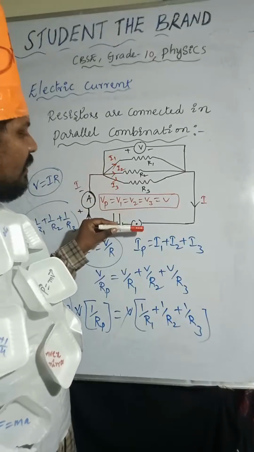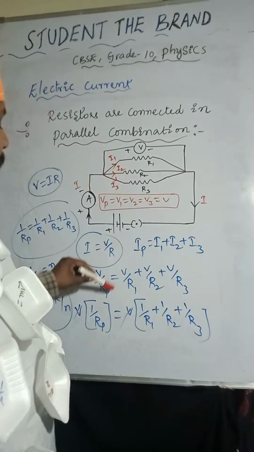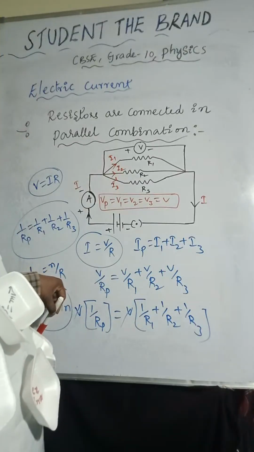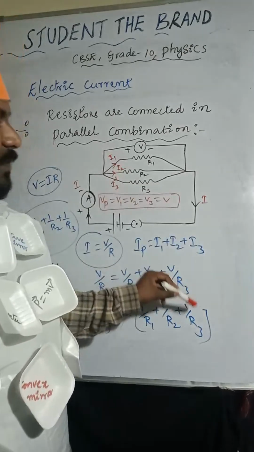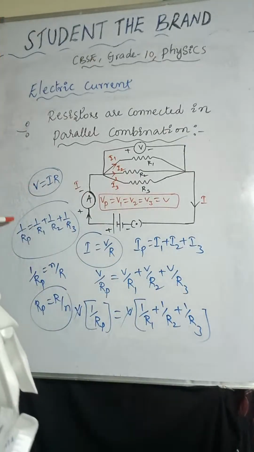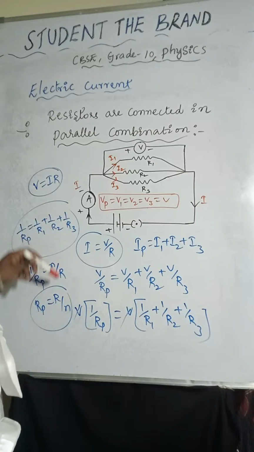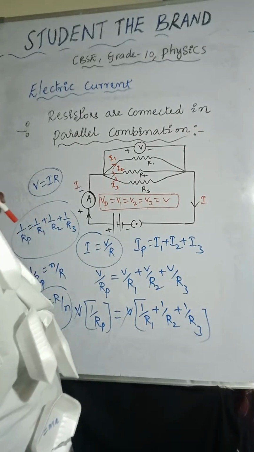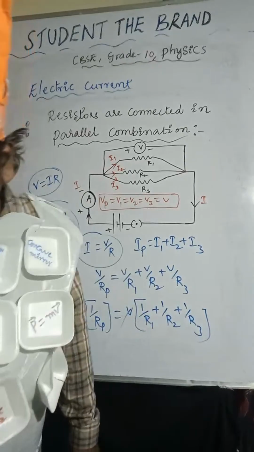So that's why Ip equals I1 plus I2 plus I3. V by Rp equals V by R1 plus V by R2 plus V by R3. Taking V common, 1 by Rp equals V times 1 by R1 plus 1 by R2 plus 1 by R3. V gets cancelled, then we get the remaining 1 by Rp equals 1 by R1 plus 1 by R2 plus 1 by R3. 1 by Rp equals n by R, Rp equals R by n. I hope it is very clear. So this is about resistors connected in parallel combination.